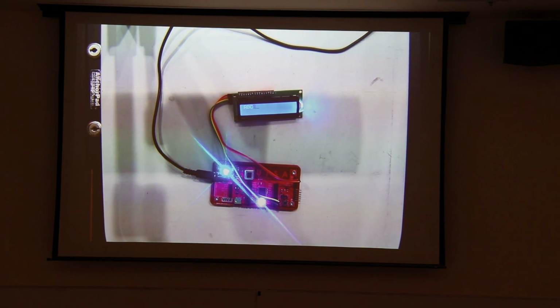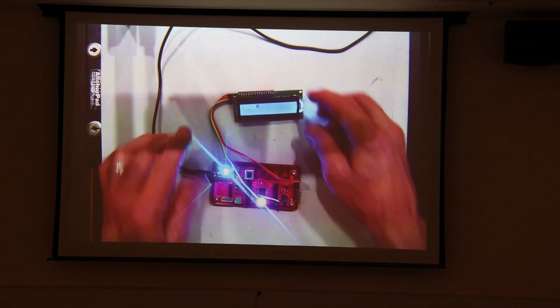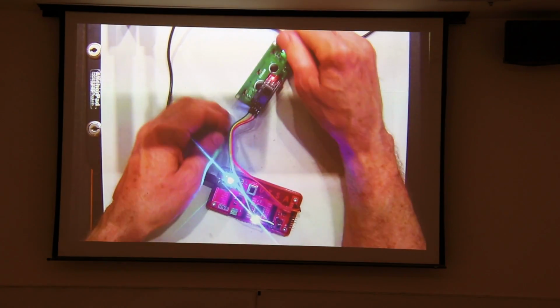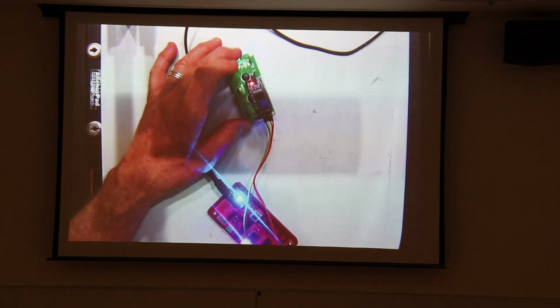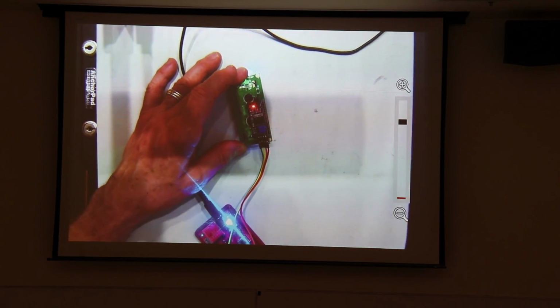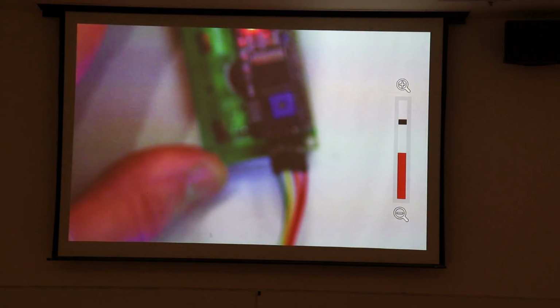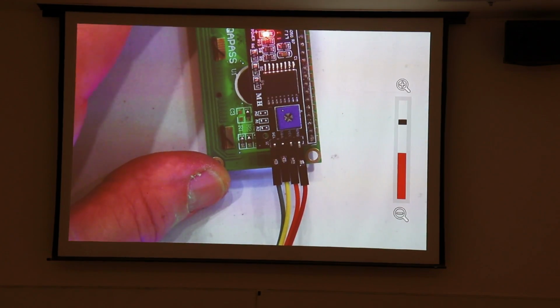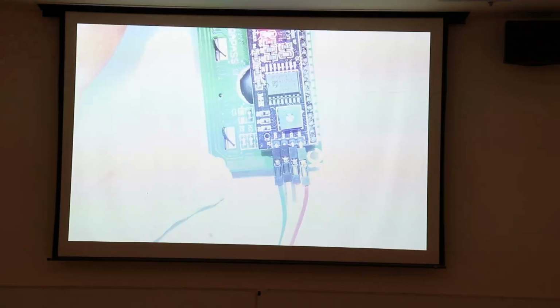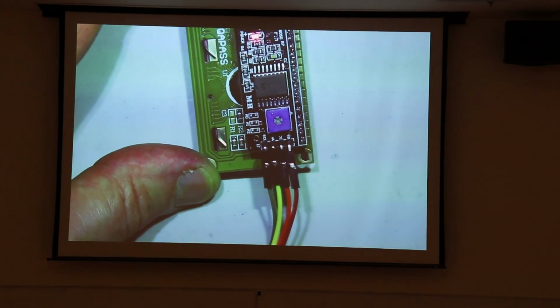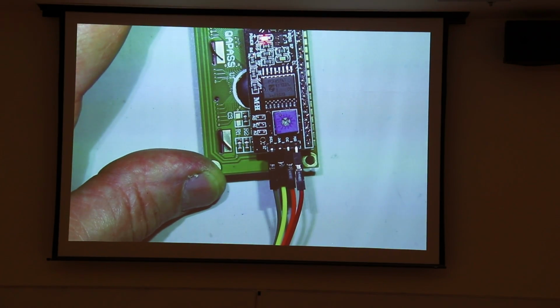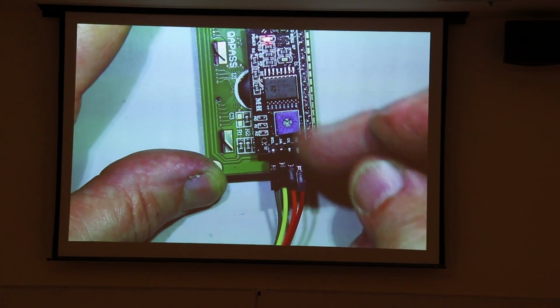Okay, so the way this is working, if you look at the back of this, we have just 4 wires connecting. There's power, ground, SDA and SCL, and then there's a little pot.